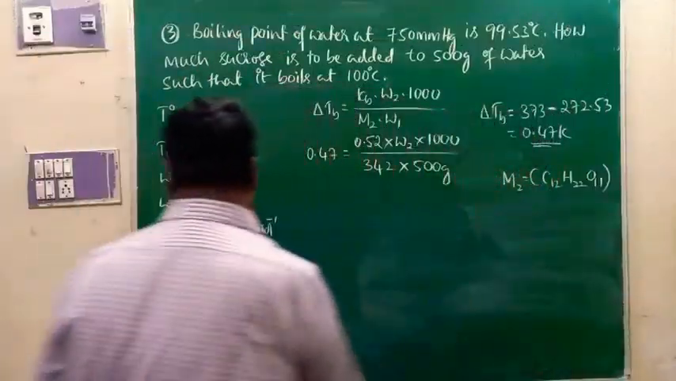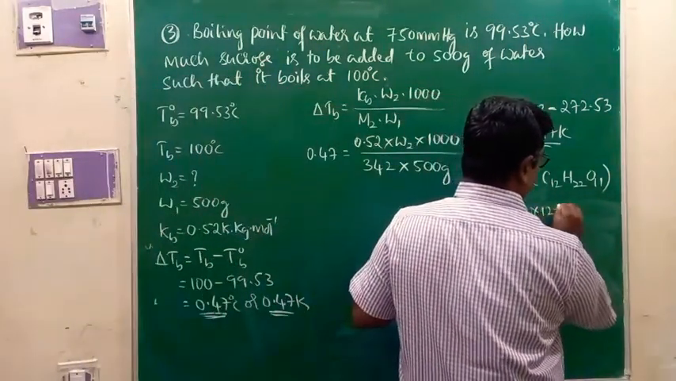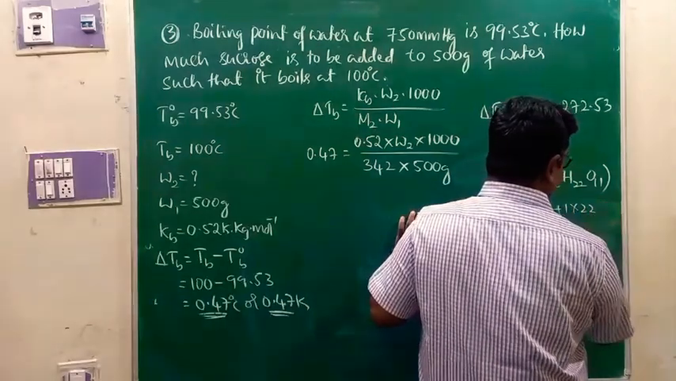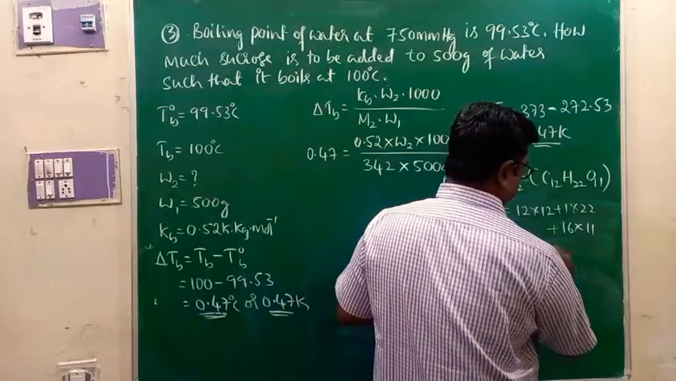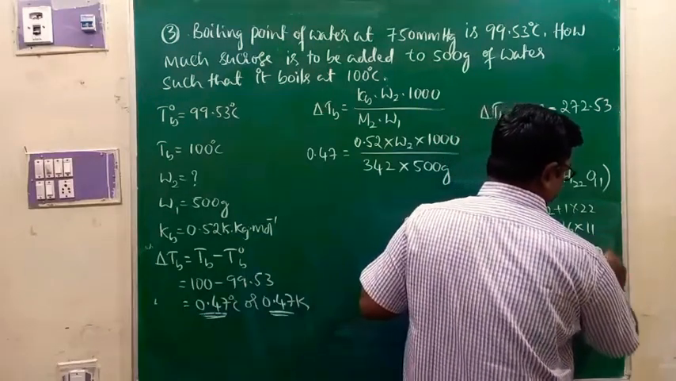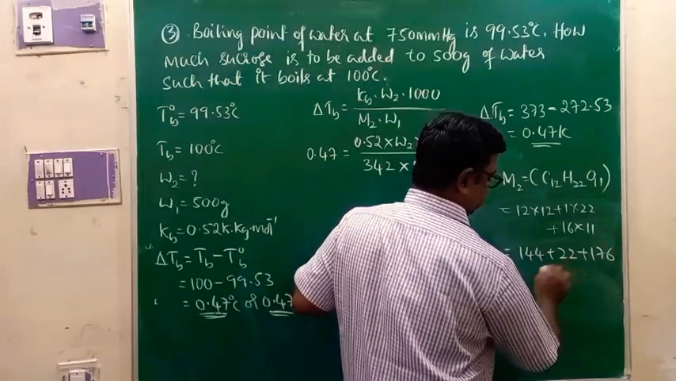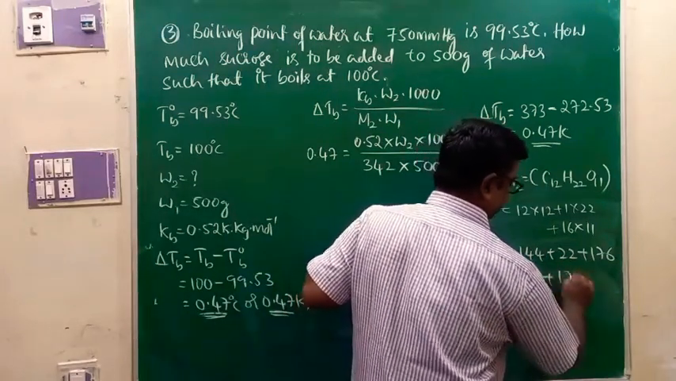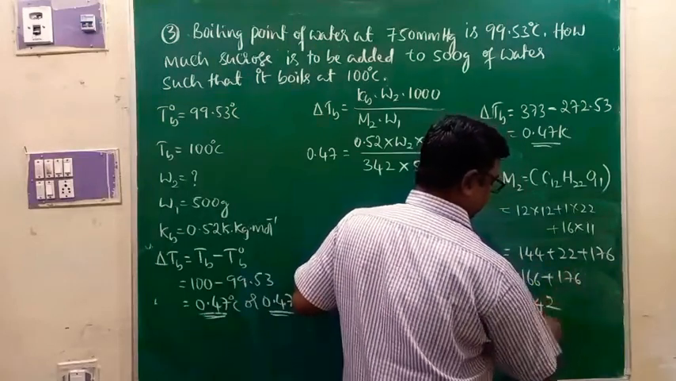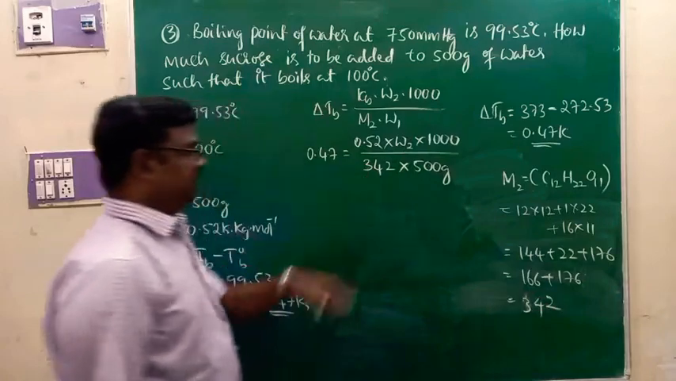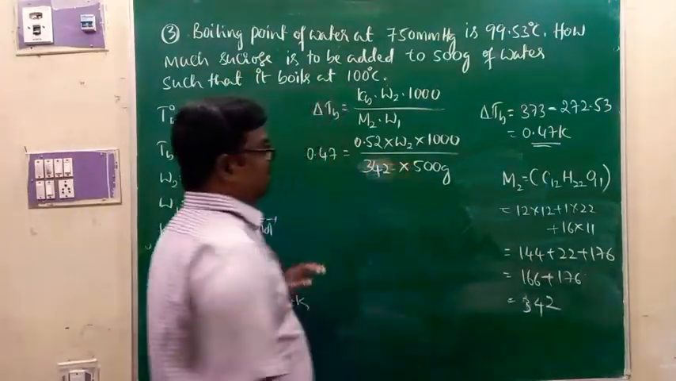The molecular mass of glucose is, look here, 12 into 12 plus 1 into 22 plus 16 into 11. That is 144 plus 22 plus 176. 144 plus 22 is 166, plus 176 comes out to be 342. Here 342 is the molar mass.